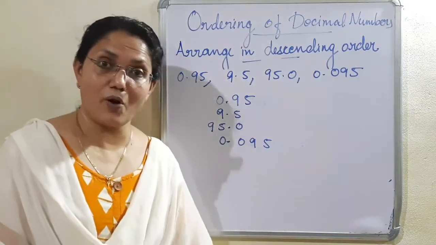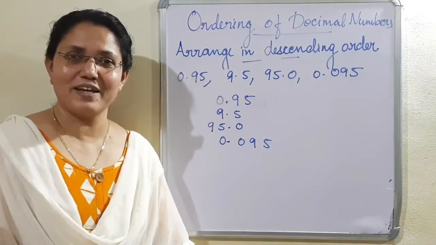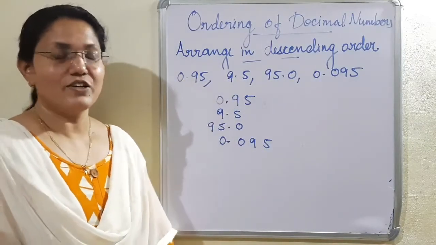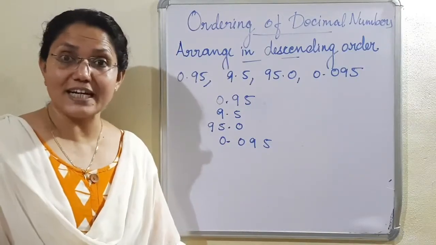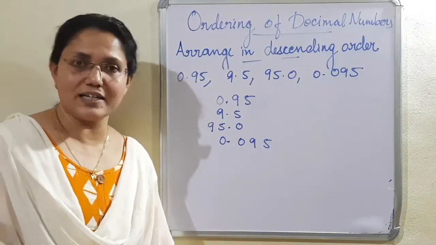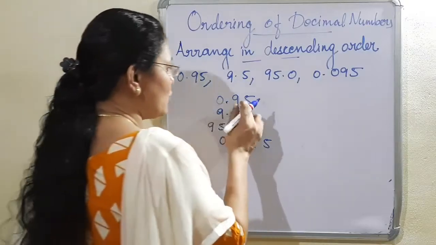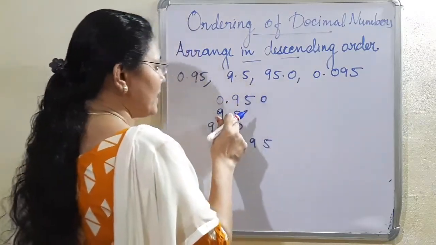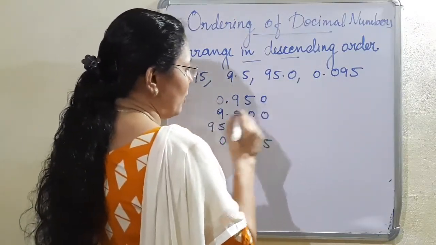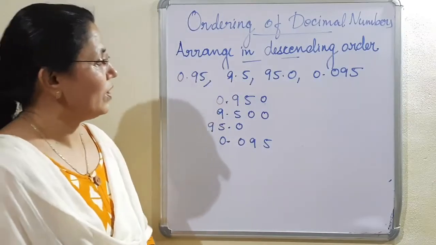Here, what is the maximum number of decimal places? Yes, 3 are there. Then we should make 3 decimal places for the other decimal numbers also. First, 2 are already there. Put 1 more 0. Here 1 is there. Put 2 more 0s. Next, here only 1 0 is there.